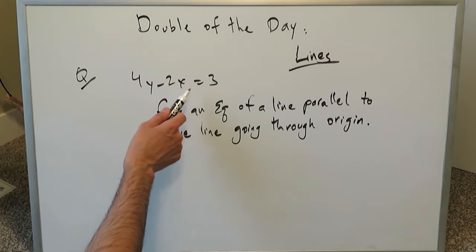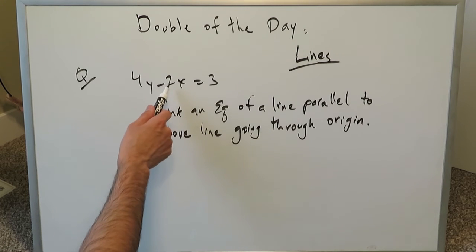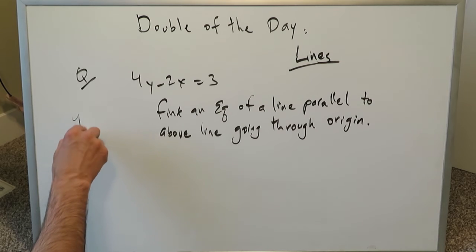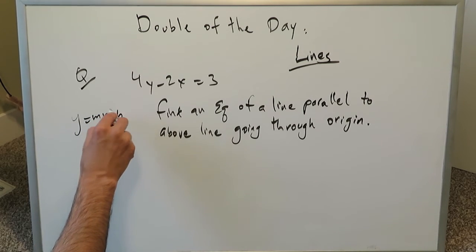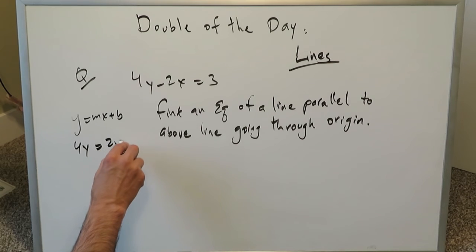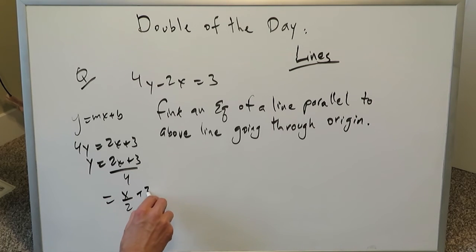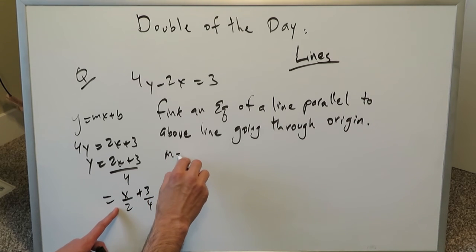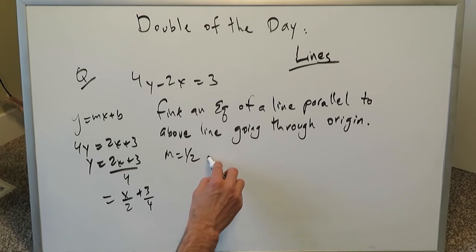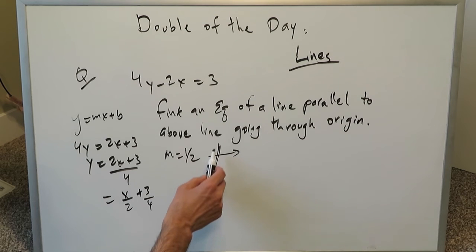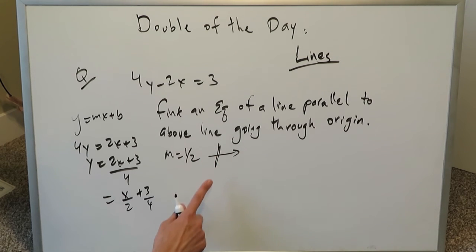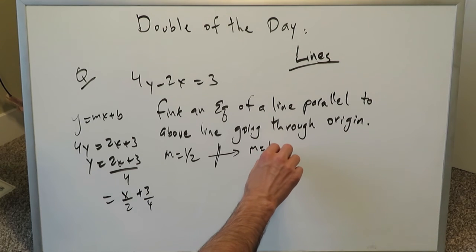If you have to find an equation of a line parallel to this going through the origin, you must start by determining the slope of this line, and you have to convert it into this y equals mx plus b format. You take the 2x on the other side, you have 2x plus 3. Take the 4 on the other side, you have (2x plus 3) over 4. And this breaks down into x over 2 plus 3 over 4. All you have to do is focus on the coefficient of x, and here the slope is 1 over 2. So for a line parallel to this line, having the parallel symbol, two tracks running like a railway track, the slope must also be 1 over 2.